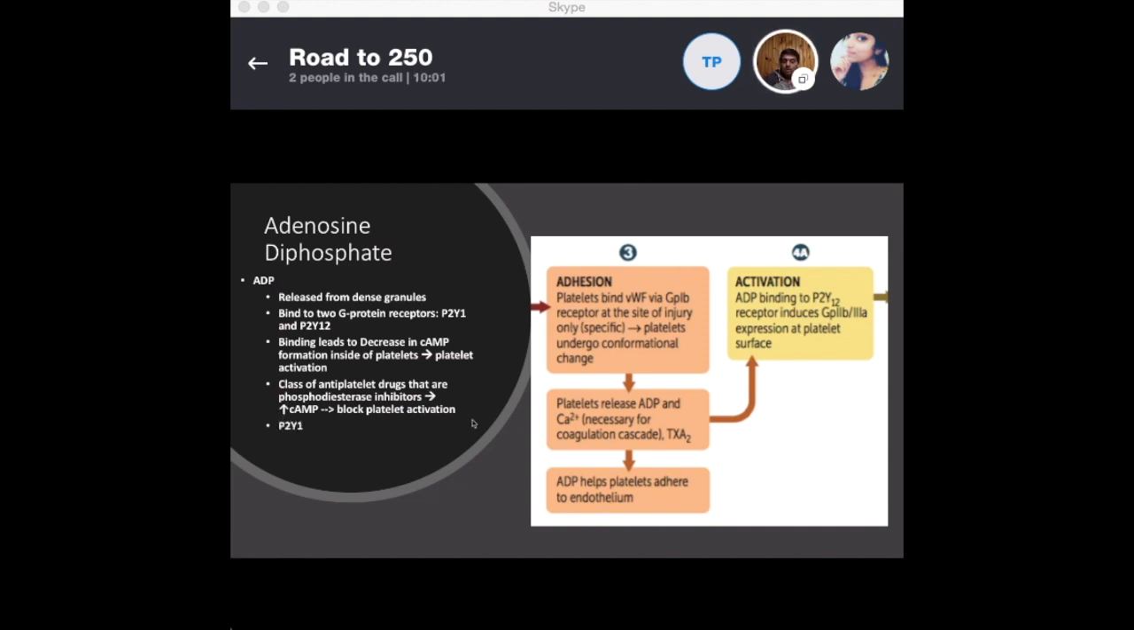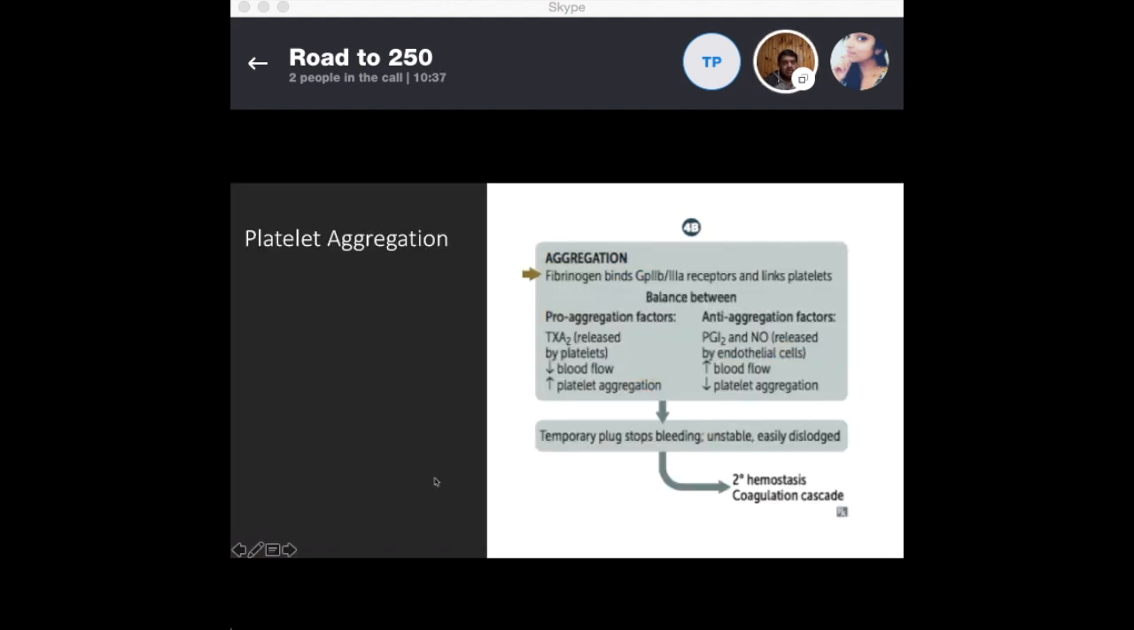So what does the P2Y1 receptor do when it's activated? It basically releases calcium and changes the platelet shape, and then P2Y12 causes platelet degranulation and increases aggregation. So as it says here, the ADP, which binds to the P2Y12 receptor, induces GP2B3A expression on the surface. There's a better picture towards the end, in a couple of slides, which will show that, and then that will increase the aggregation process, which is next.